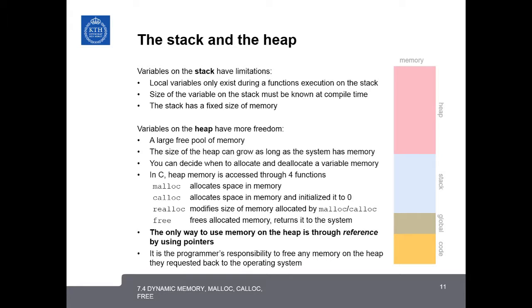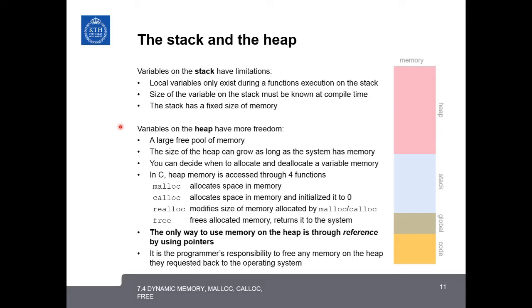So let's review. Variables on the stack have the following limitations. The local variables inside of the stack only exist during a function's execution on the stack. So as soon as the function disappears, the local variable also disappears. The size of the variable on the stack also must be known at compile time. So if, for example, you don't know the size of an array until the program is run, it cannot be run in the stack. Last, the stack has a fixed size of memory.